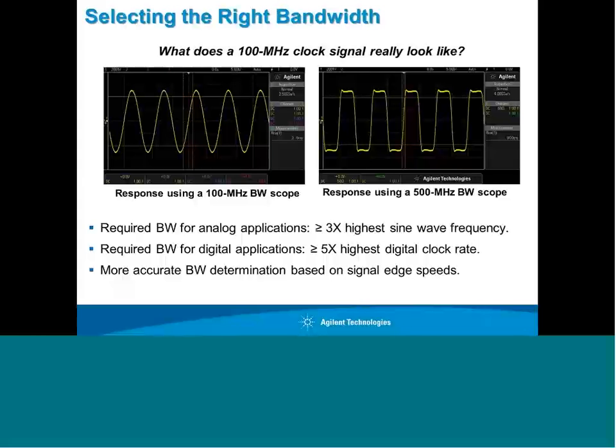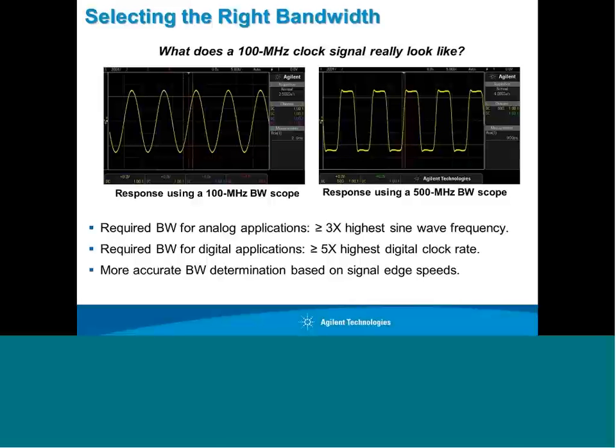The scope on the left with 100 megahertz bandwidth, trying to capture a 100 megahertz digital clock signal, essentially passes through just the first harmonic of the signal, the fundamental of the signal. Although the 500 megahertz scope passes up to the fifth harmonic, and you see much more detail. So what bandwidth do you need?